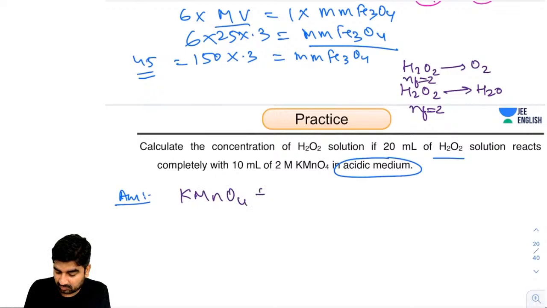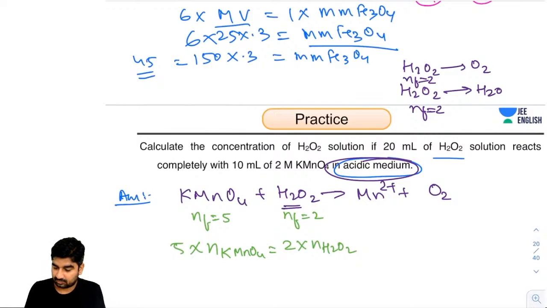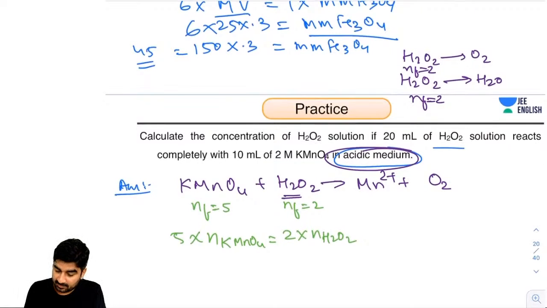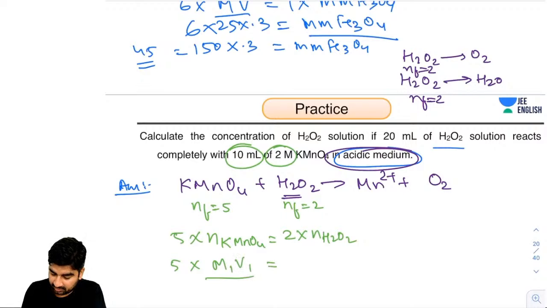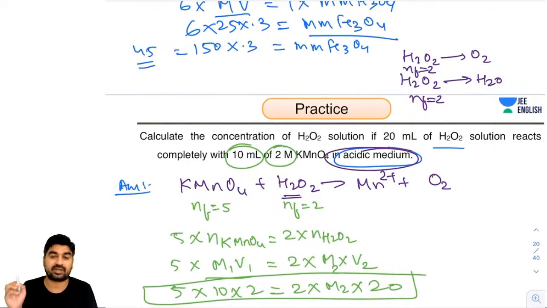So when you are writing KMnO4 plus H2O2, because this is acidic medium, I will write Mn2+, and in H2O2 I will write O2. Now if I talk about the N factor, it will be 5 for KMnO4 and 2 for H2O2. So 5 into moles of KMnO4 equals 2 into moles of H2O2. Here you will get 5 into 10 into 2 millimoles, and you can write 2 into molarity into volume. So 5 into 10 into 2 equals 2 into M2 into V, which is 20. From here you can get the molarity.